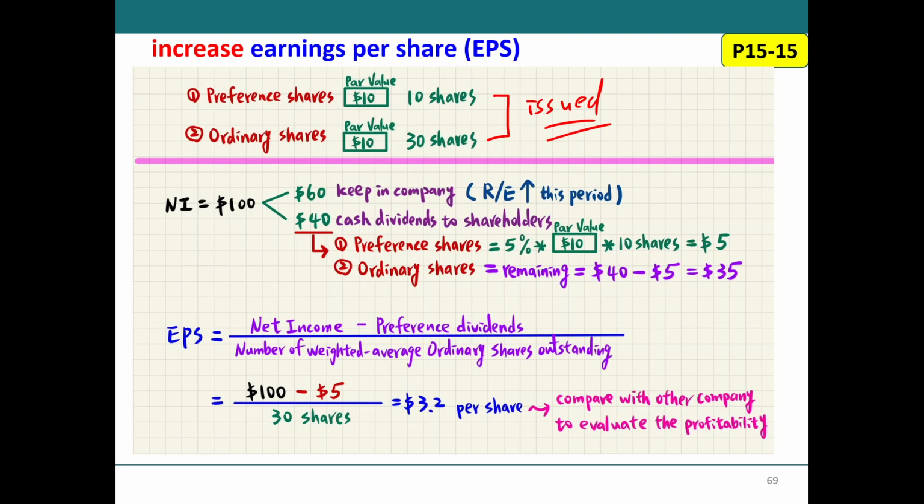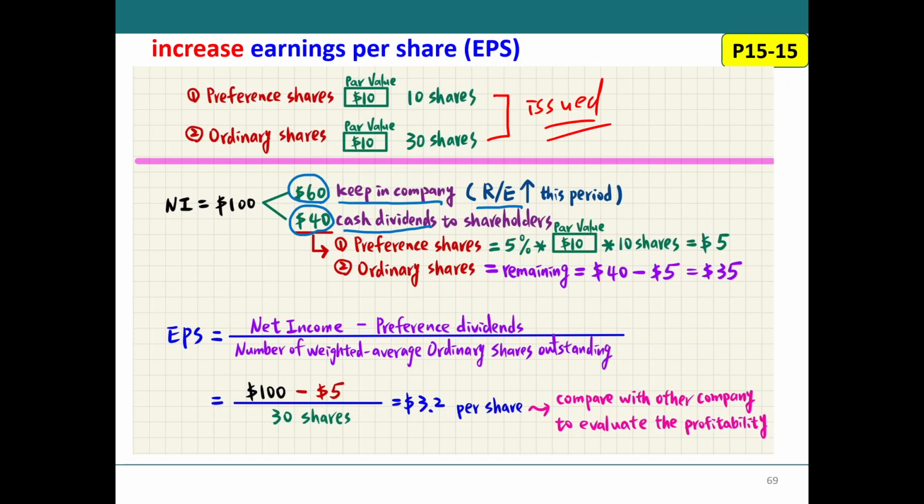Okay? Today, you earn a net income of $100. Remember, you should share dividends to whom first? Preference shareholders, right? Because they have the priority. But the $100, will you pay all the money as dividends? No. You will keep, for example, $60 in the company. We call it what? Retained earnings, right? The other $40, you decide to pay as cash dividends to shareholders.